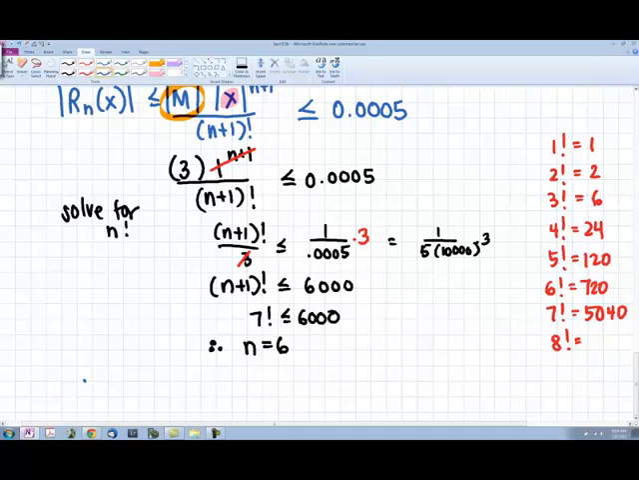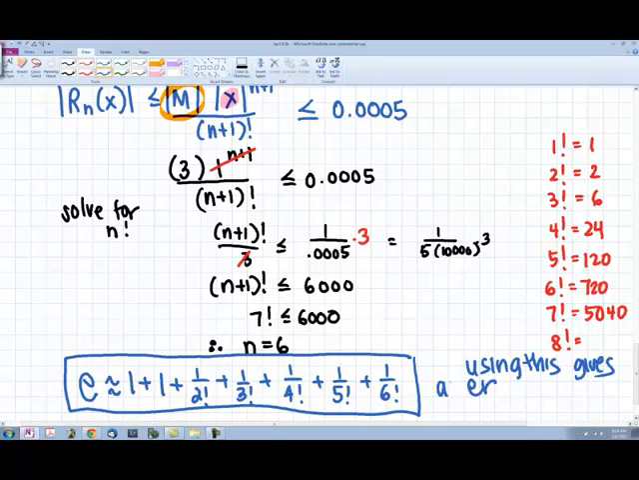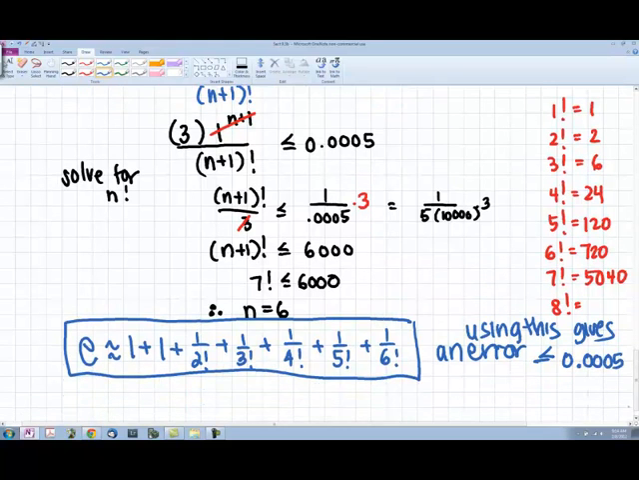This means then that e is approximately equal to 1 plus 1 plus 1 over 2 factorial plus 1 over 3 factorial plus 1 over 4 factorial plus 1 over 5 factorial plus 1 over 6 factorial. If we use this approximation for e, our error is less than or equal to 0.0005. You will have 3 decimal place accuracy. So it does not take a whole lot for you to be very, very accurate.